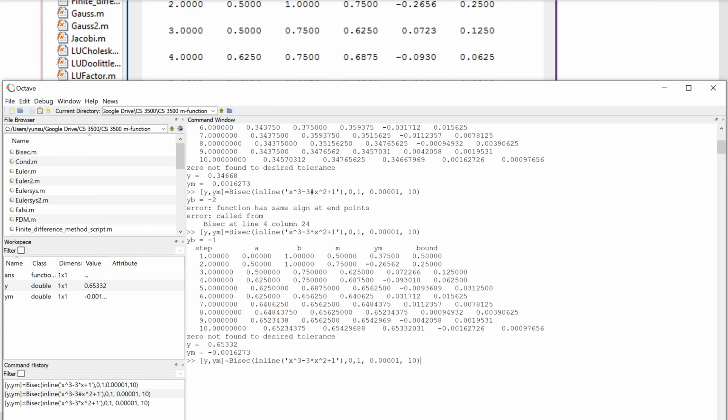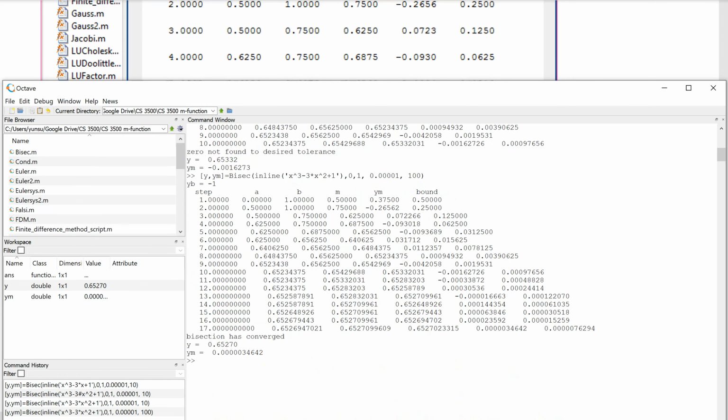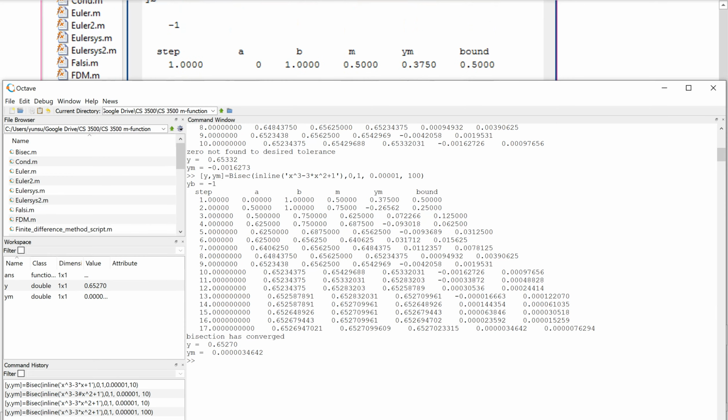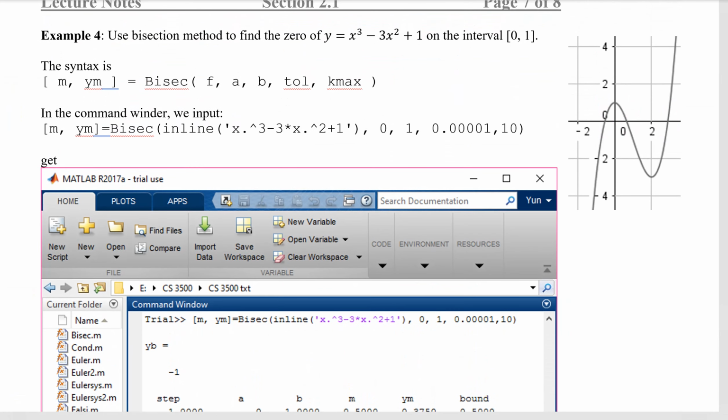But then we can increase the number of iterations. Let's do 100. See, at the 7th step, the bisection converges. Okay, so this is the root. 0.6527 is the root between 0 and 2. Let's put it down. So we know that root is 0.6527. Let's try to find the other 2 roots.